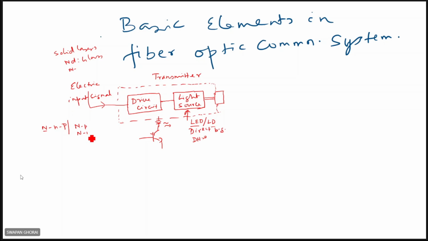NP forms a junction, but NN can also form junctions, or PP can also form junctions. So these types of junctions are used in double heterostructures. Say in an NNP structure, two junctions are there. One junction is NN, another junction is NP. That's why it is called a double heterostructure. We'll see it in detail, giving the hints.